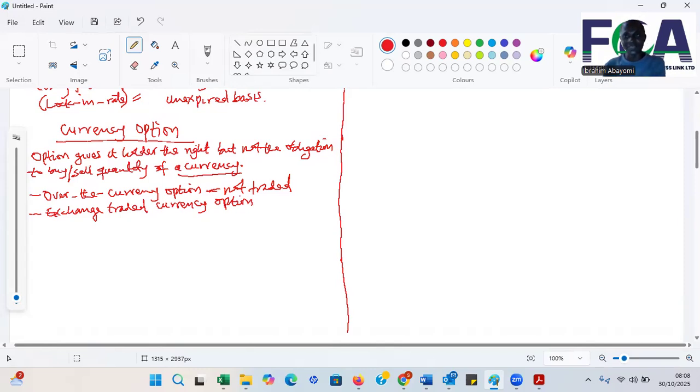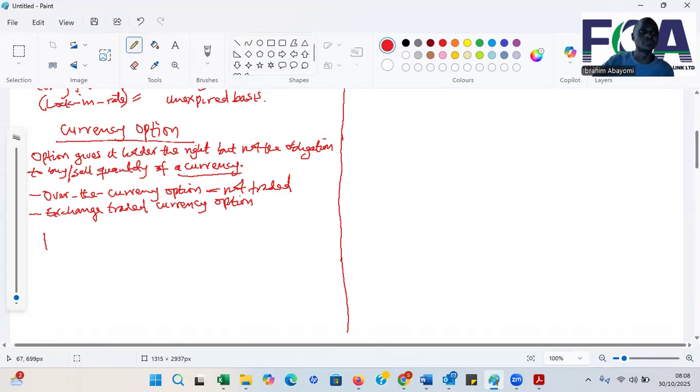Now, exchange traded currency option. In this one, you have to buy the option from the option market. Just like you have the futures market, we have the option market. So if you are dealing with exchange traded currency option, the option must be bought or sold from the option market. So whether over the counter or exchange traded, for you to have that right, you must pay premium. It's a premium that will give you the right to buy or sell the currency in the future period.